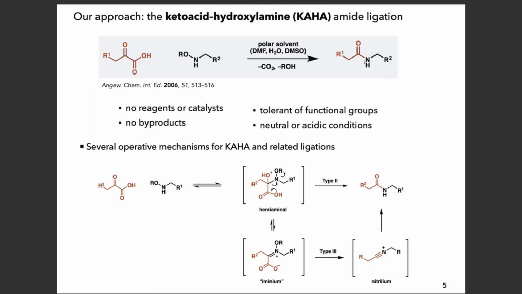And there's actually several different mechanisms for the KAHA ligation, depending on what type of hydroxylamine that you have. So if we have an OH group, we call it a type 1 ligation. And then depending on the R group here, acyl or alkyl, it can undergo either a type 2 ligation or a type 3 ligation. All of them proceed first by addition of the hydroxylamine to the keto acid to form this tetrahedral intermediate. And in the type 3 ligation, this goes to an iminium species, which undergoes decarboxylation to this nitrilium, which is then trapped to give the amide bond. In the type 2 ligation, which we don't really use too much in our group, there's a direct concerted decarboxylation and cleavage of the N-O bond to form the amide directly.